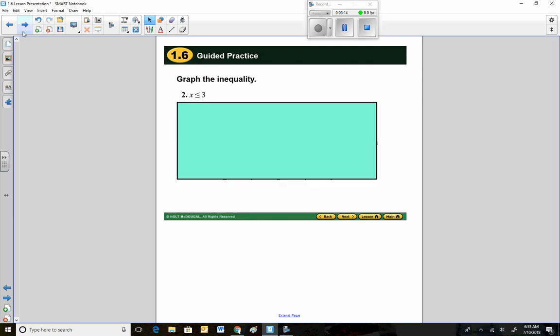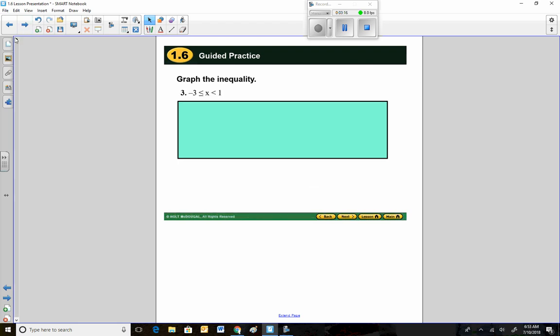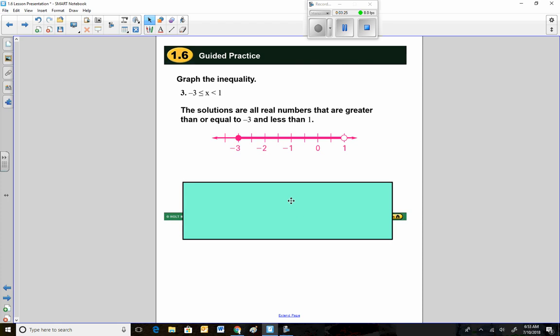All right, let's take a look at the next one. Here we go, another guided practice question, so you get to try it. Pause your video, try it out. Welcome back. You should be able to graph this. Notice that x is between -3 and 1. It happens to be equal to -3, so you make a solid circle, because -3 is equal to -3 would be true, so it's part of your solution set.